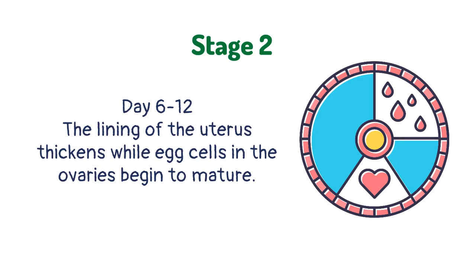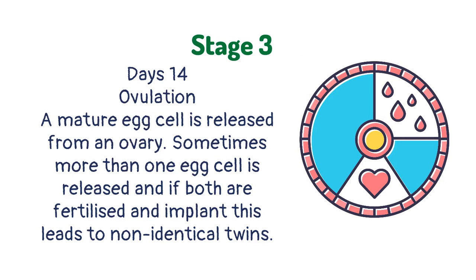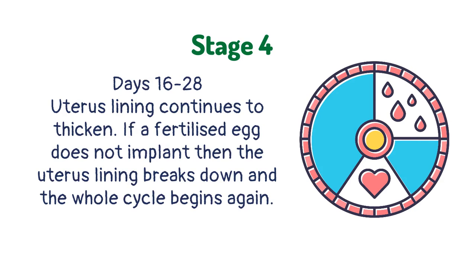Stage 3, day 14, ovulation. A mature egg cell is released from an ovary. Sometimes more than one egg cell is released, and if both are fertilized and implant, this leads to non-identical twins. Stage 4, days 16 to 28, uterus lining continues to thicken. If a fertilized egg does not implant, then the uterus lining breaks down and the whole cycle begins again.